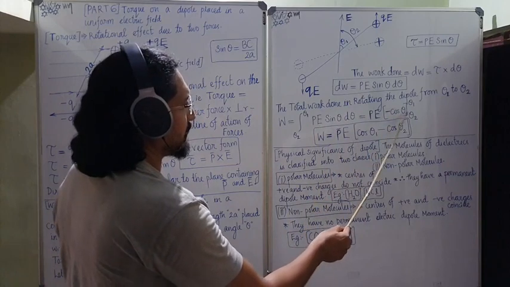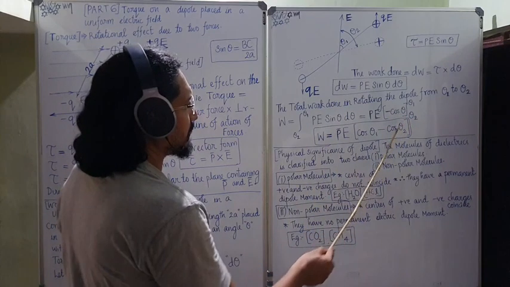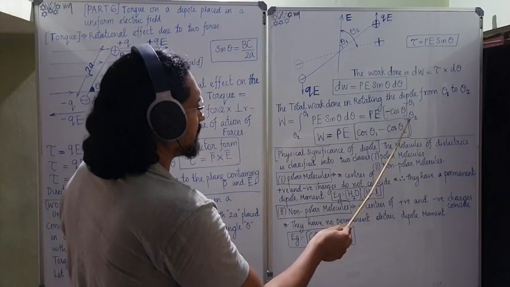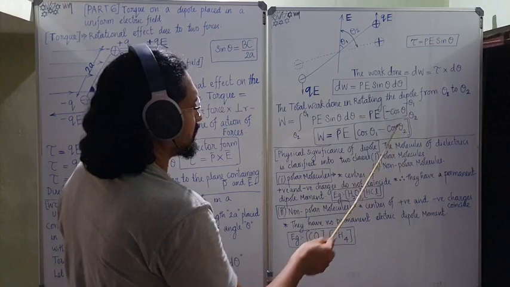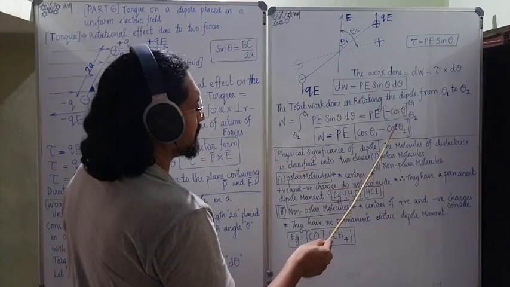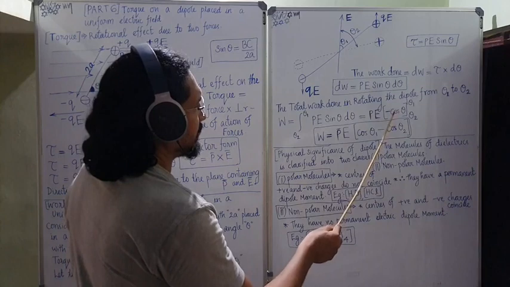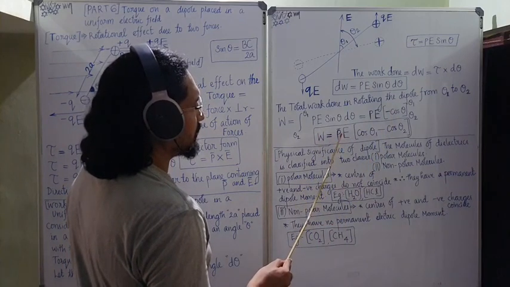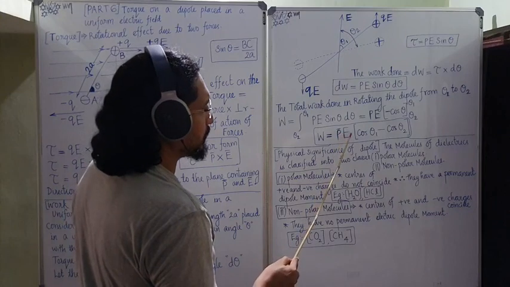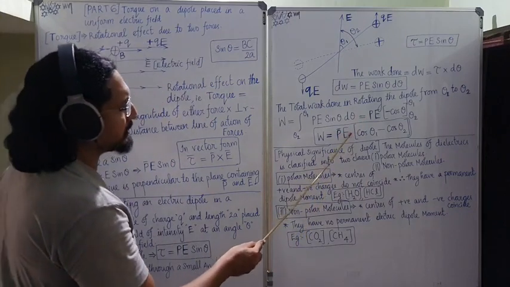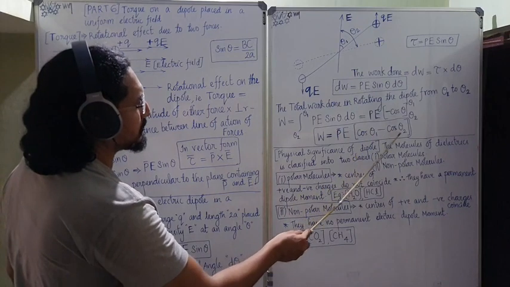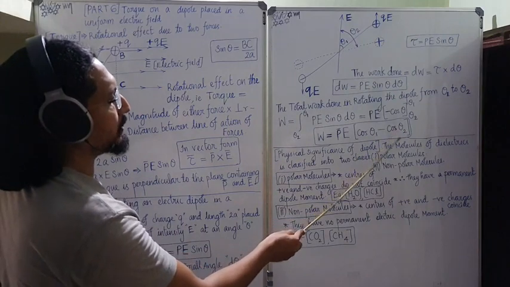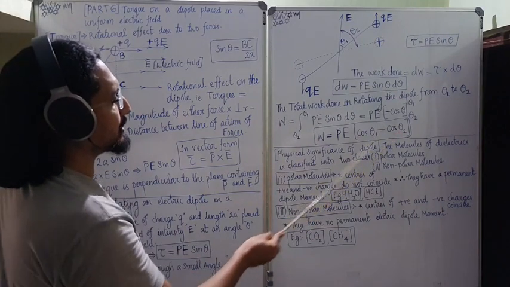So minus cos theta, evaluated between theta 1 and theta 2, becomes minus cos theta 2 minus cos theta 1. W is equal to the dipole moment into the electric field intensity into cos theta 1 minus cos theta 2. That's the formula which we want to study: the first angle minus the second angle. That's the work done.